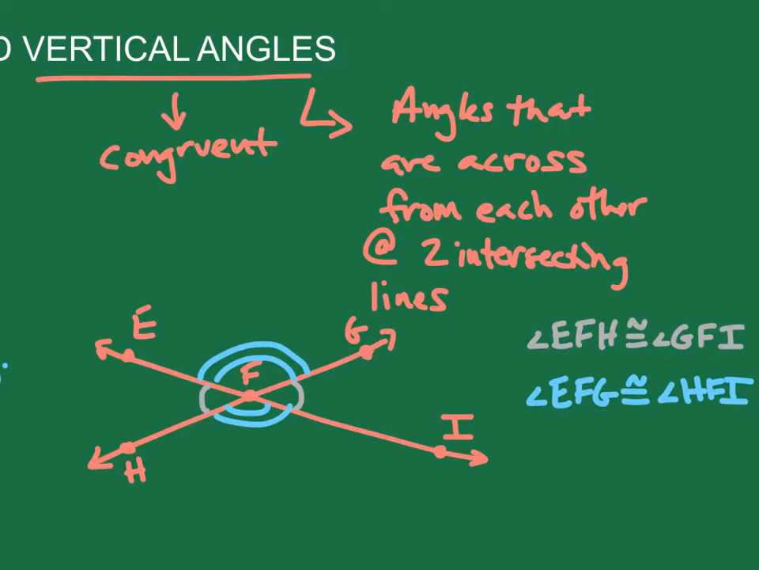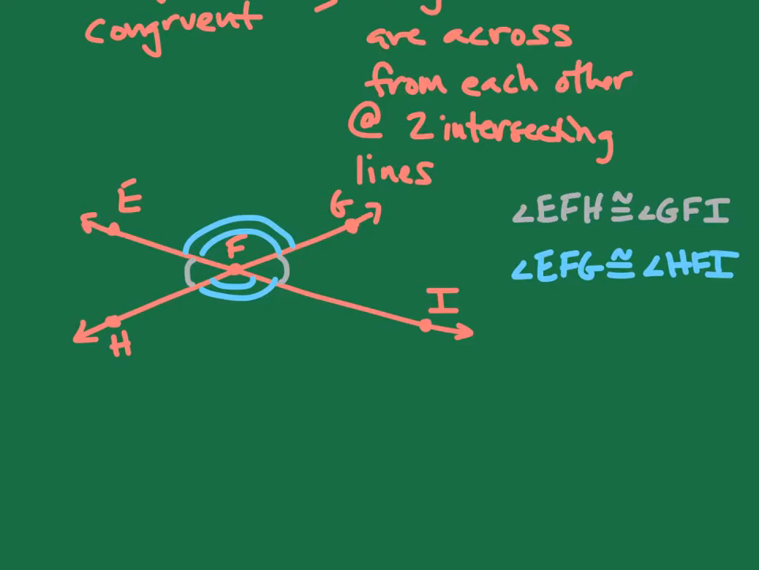Now, what I also want you to notice here is that I have other pairs of angles. Here, I've got these two angles that form a line. Therefore, angle EFH and EFG form a linear pair. Those angles are going to add up to 180 degrees. So I could say that angle EFH plus angle EFG, if I add those angles together, is going to give me 180 degrees.